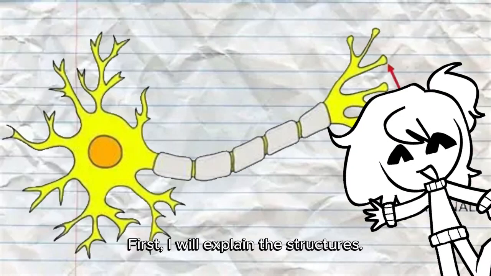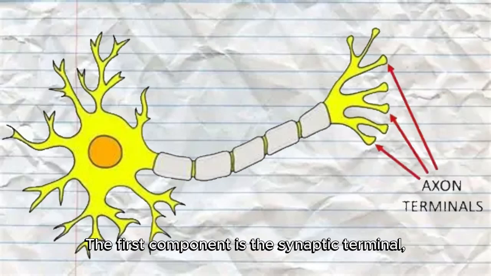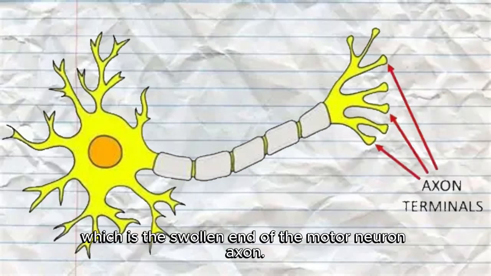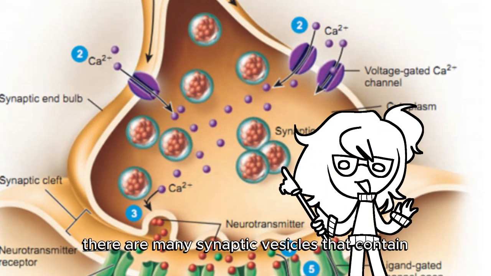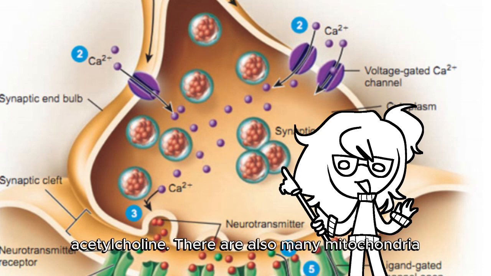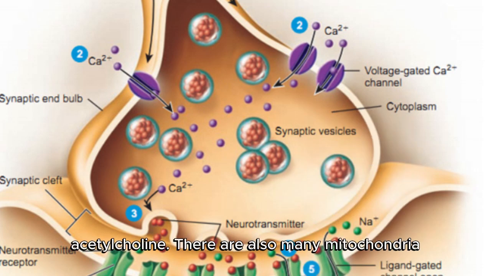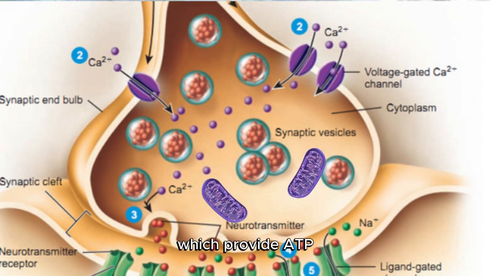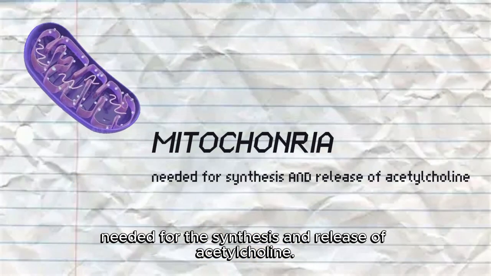First, I will explain the structure. The first component is the synaptic terminal, which is the swollen end of the motor neuron axon. Inside the synaptic terminal, there are many synaptic vesicles that contain acetylcholine. There are also many mitochondria, which provide ATP needed for the synthesis and release of acetylcholine.